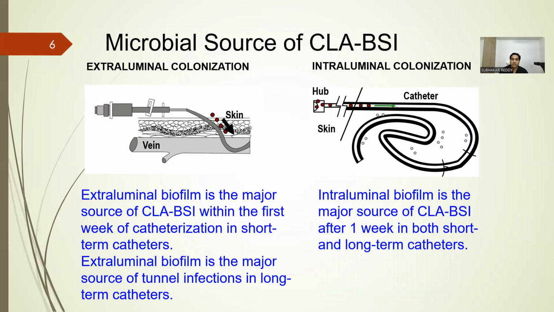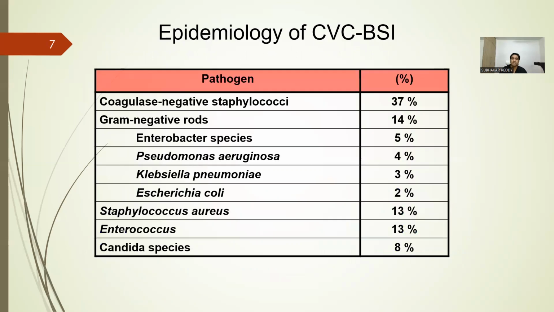The extraluminal source of catheter-associated bloodstream infection is extraluminal colonization. Extraluminal biofilm is a major source of CA-BSI within the first week of catheterization in short-term catheters. In long-term catheters, tunnel infection can form extraluminally. Intraluminal colonization, through the hub, from contamination or improper usage of the hub, is usually seen after 1 week.